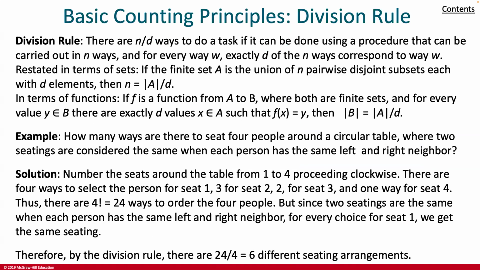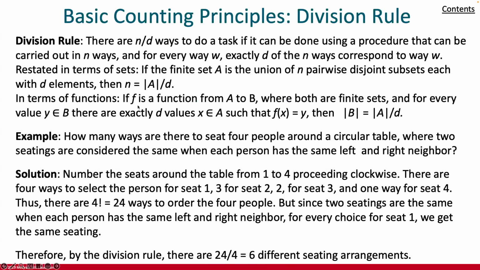The division rule. There are n divided by d ways to do a task if it can be done using a procedure that can be carried out in n ways, and for every way w, exactly d of the n ways correspond to way w. Restating in terms of sets, if the finite set A is a union of n pairwise disjoint subsets, each with d elements, then n is equal to |A| divided by d.